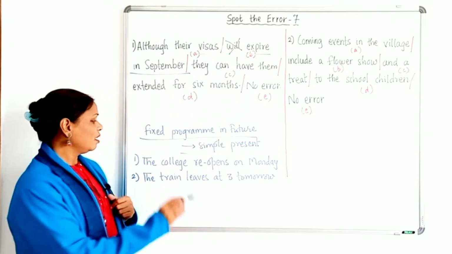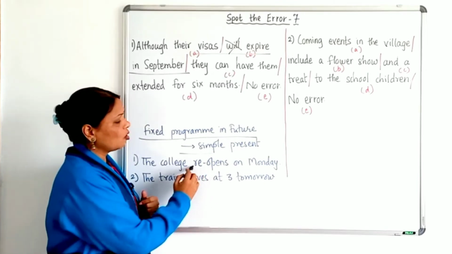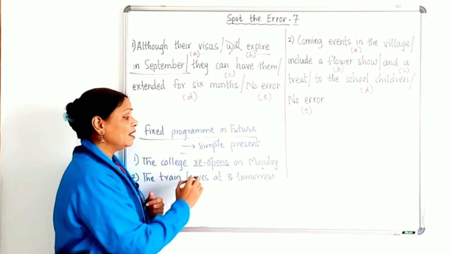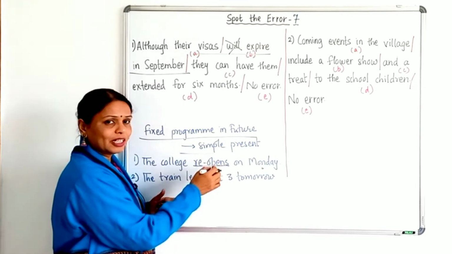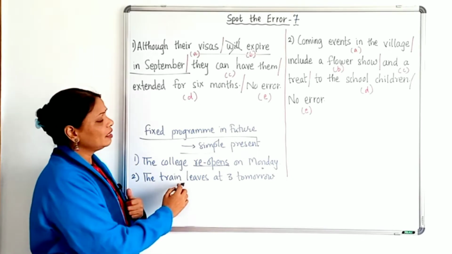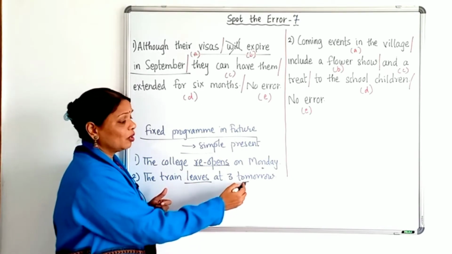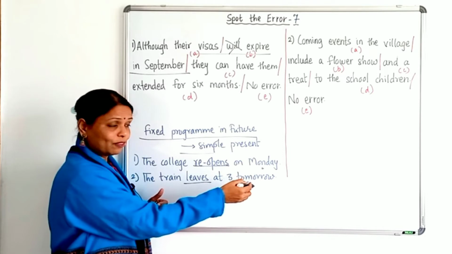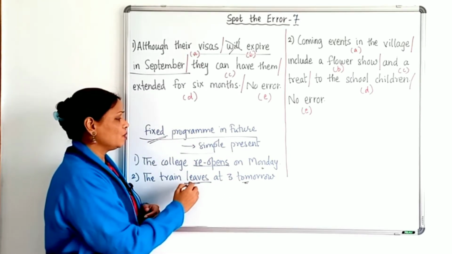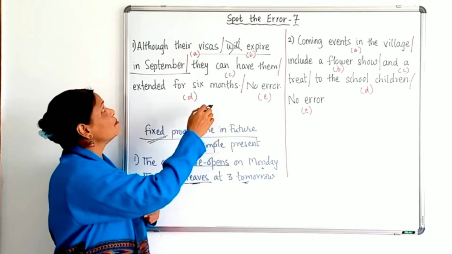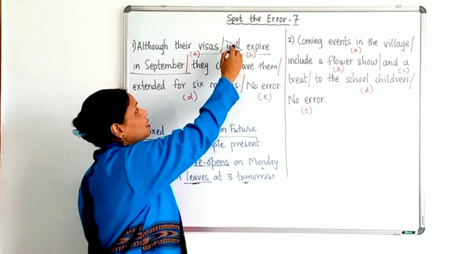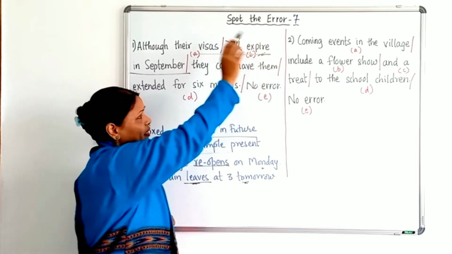Like for example, the college reopens on Monday. Monday indicates the future, but it reopens. It is in the schedule. So it reopens on Monday. It is fixed. The train leaves at 3 tomorrow. Tomorrow indicates the future, but what kind of future? It's a fixed program. It's a timetable. So we are using the simple present. In the same way, their visas expire in September. No need to take will. Simple present tense is enough.